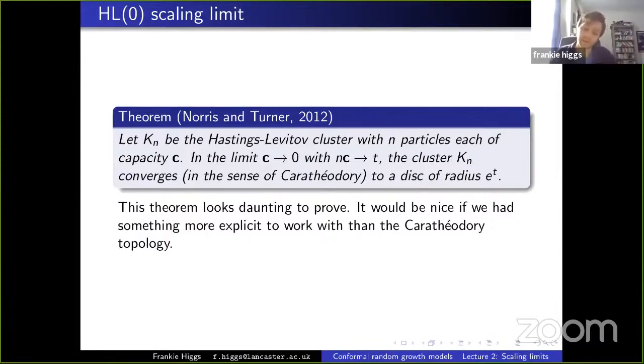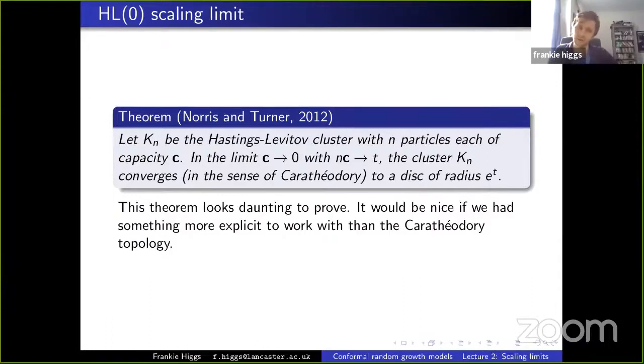So here is the explicit statement. We have Kn, the cluster. Each particle has a deterministic capacity C, and there are n of them. So in the limit, as C goes to 0, with this total capacity nC held constant, the cluster converges to a disk of radius e to the t, which means a disk of the same capacity. Now, I didn't even want to read out the definition, so proving directly that there is convergence, I also mean convergence in law, with respect to this topology will be awkward. It'd be very difficult.